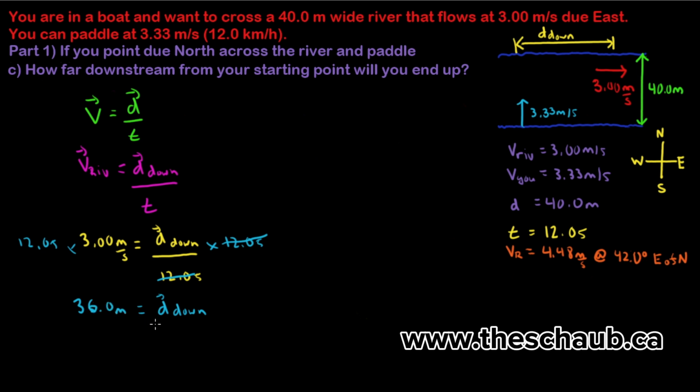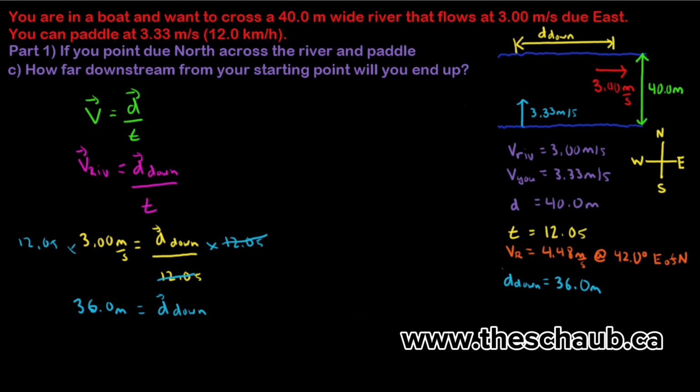On this side, 12.0 seconds multiplied by 3.0 meters per second equals 36.0 meters. So while we're crossing the river at 3.33 meters per second, it takes us 12 seconds to cross. During these 12 seconds, we flow down the river 36.0 meters. So we can add this to our list of variables here. D down is equal to 36.0 meters. How far downstream from your starting point will you end up? Well, you'll end up on the other side and 36 meters downstream.